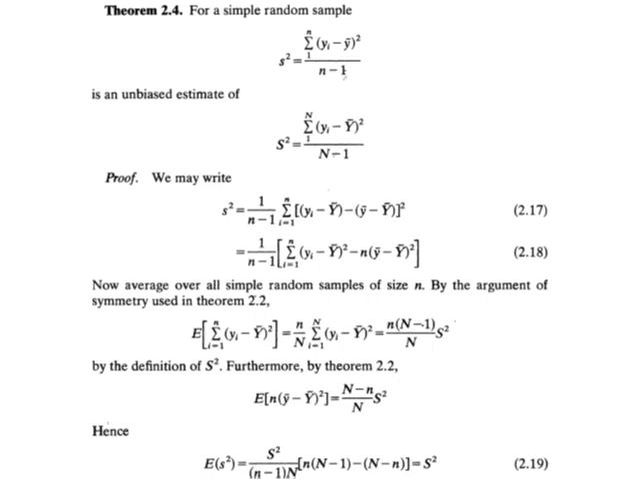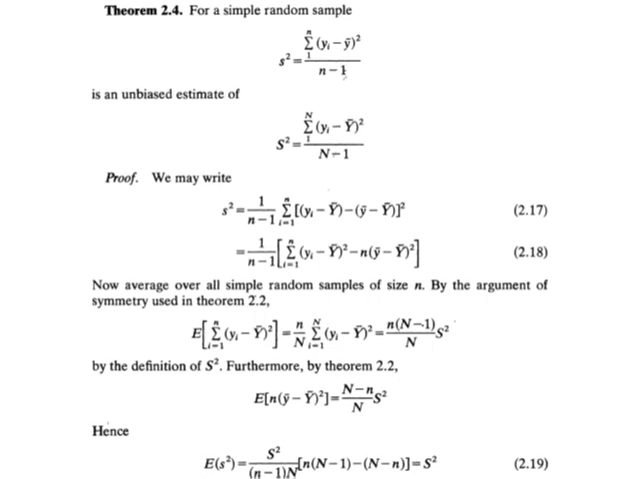First, we put s square equal to 1 over n minus 1 times the summation of ((yi minus capital Y bar) minus (y small bar minus capital Y bar)) all squared. Then we can expand the summation, which is the summation of (yi minus capital Y bar) all squared minus n times (y small bar minus capital Y bar) squared.